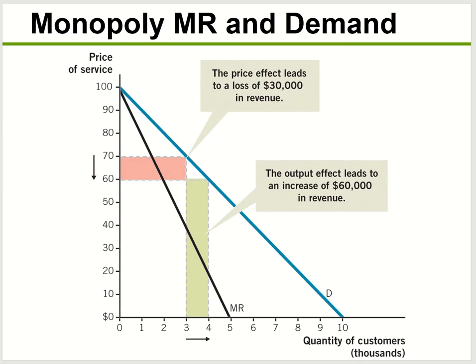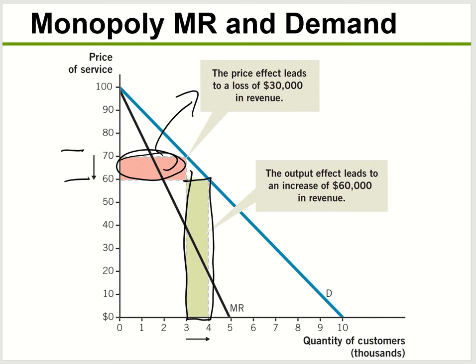If you look at the graph, for this company to sell more goods, they must lower the price. So price goes down from 70 to 60. The company will lose all this revenue here. This is the price effect. But they do gain this additional area here when they sell more goods. That's the output effect. Combined together, your marginal revenue will be different than your price.